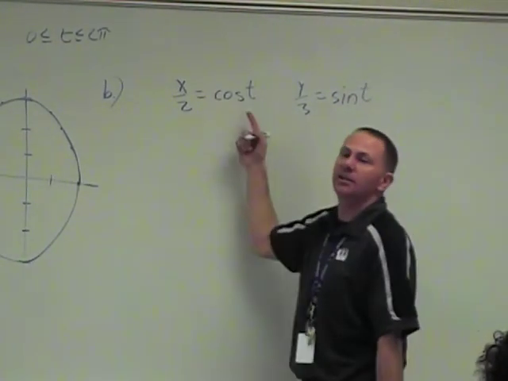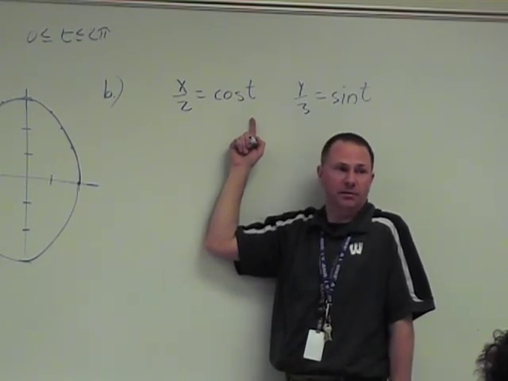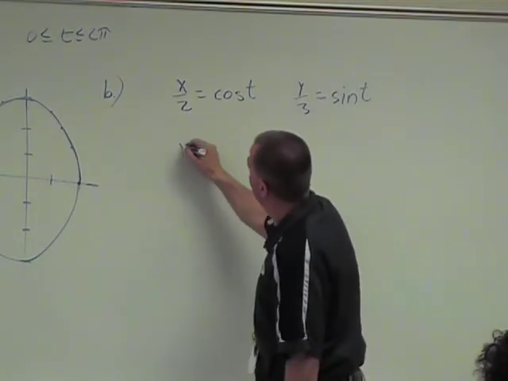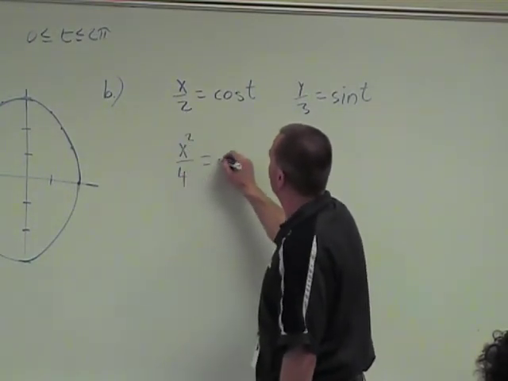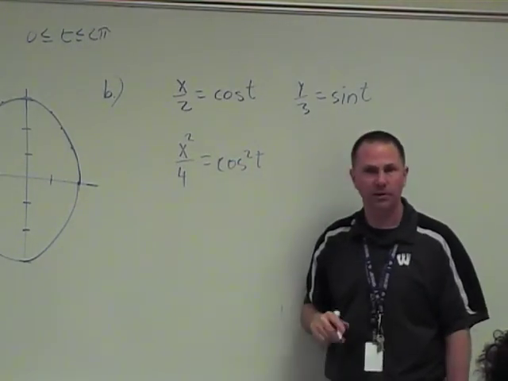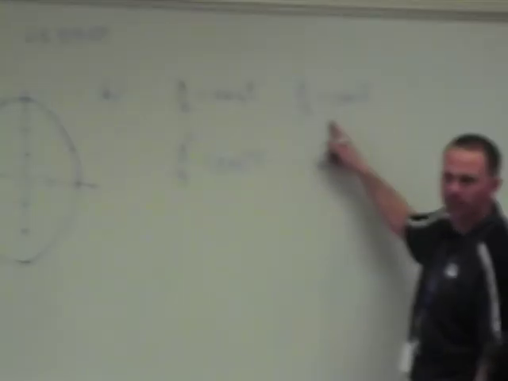All right, if I wanted to square this, can I just square the right side? What do I have to do? Square both sides. So here I have x squared over 4 equals cosine squared of t. Same thing. I square both sides. I can do anything I want, provided I follow the rules. What about here?